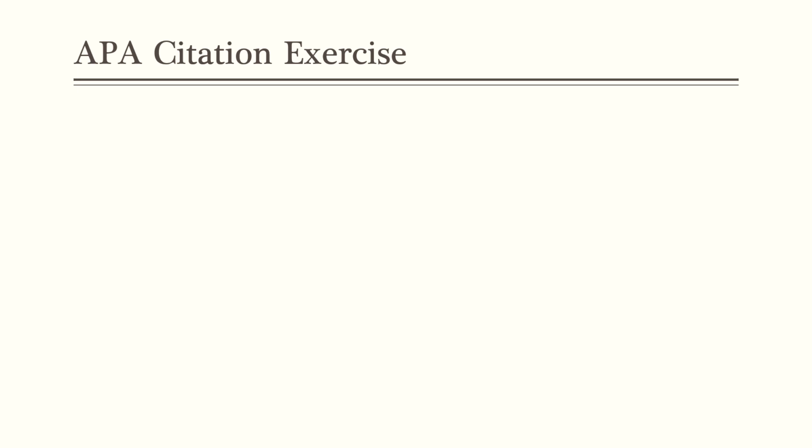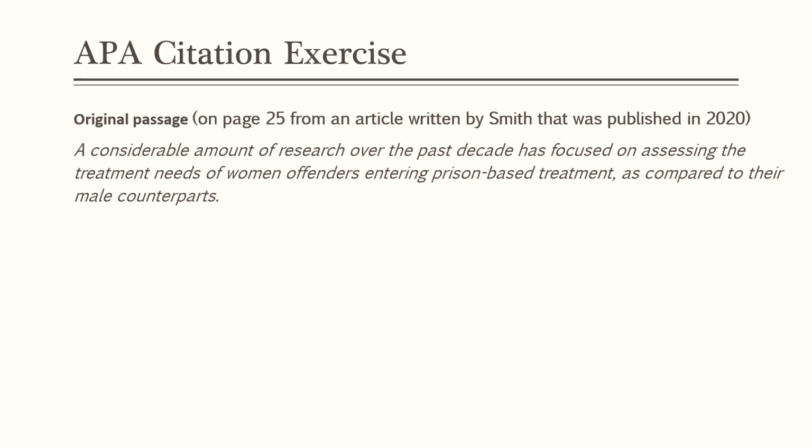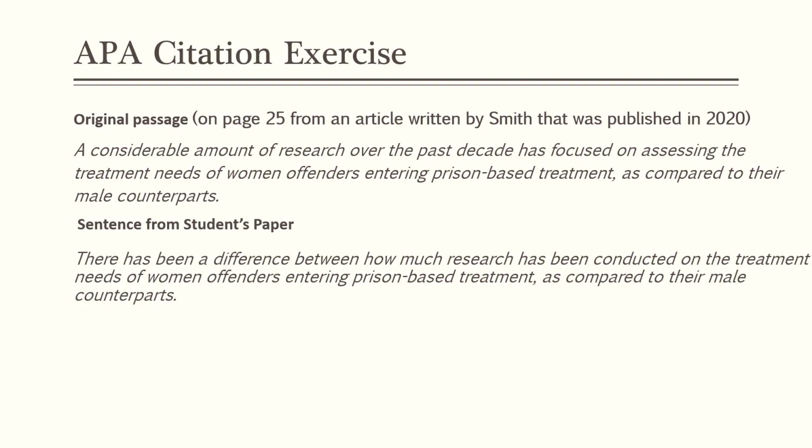So let's go back to those examples of plagiarism from earlier in this video series. Recall that we had an original passage, and then we had what the student wrote, right? And we had said at the time that this was passage and phrase plagiarism, which means that it is not the entire sentence that's plagiarized, right? It's just a section of it. And we now have some information about the source. Page 25, the article was written by Smith and it was published in 2020.